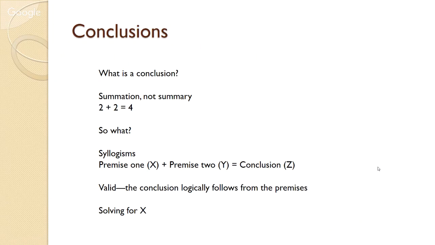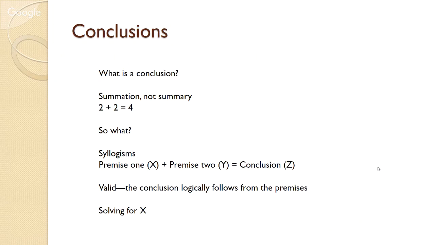And that's not true. There's no reason to summarize your argument because your reader has your argument right there in front of them. So they can read it for themselves. They don't need it summarized for them. So instead of being a summary, a conclusion is a summation. And that means you have to explain what everything adds up to. So it is the sum of the equation or the sum of the argument.